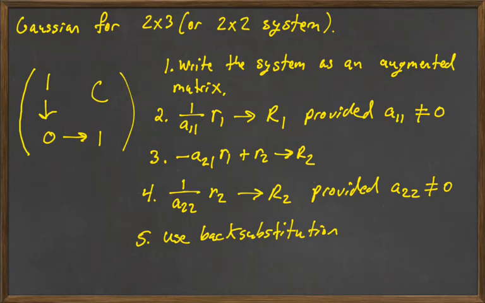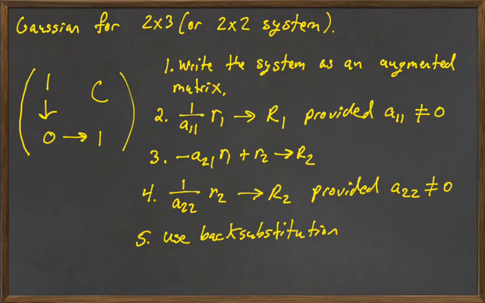So the first thing we want to do is write the system as an augmented matrix. Then we're going to divide row 1 by A11, or multiply it by the reciprocal 1 over A11, and replace row 1. That's going to make a 1, provided that A11 is not 0. If it's 0, then we probably want to do a row swap. The next thing we're going to do is make a 0 right here. To make a 0 there, that's in column 1, so we're going to use row 1.